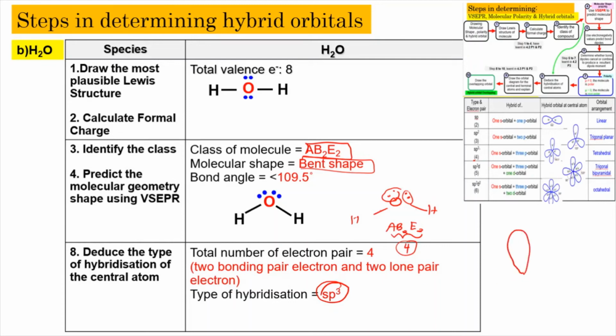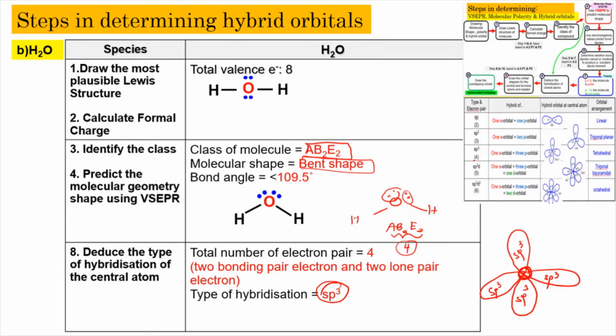1, 2, 3, and then 4. So you're going to have sp3, sp3, sp3, and then sp3 of the oxygen, because the hybrid can only focus at the central atom. Alright, so step 1 until step 8, there's no problem.